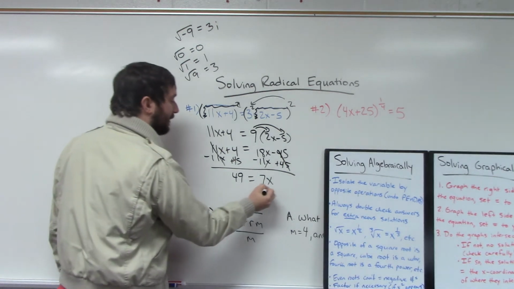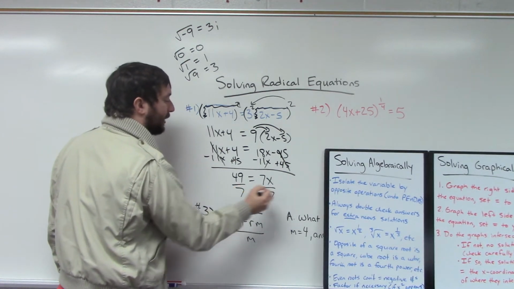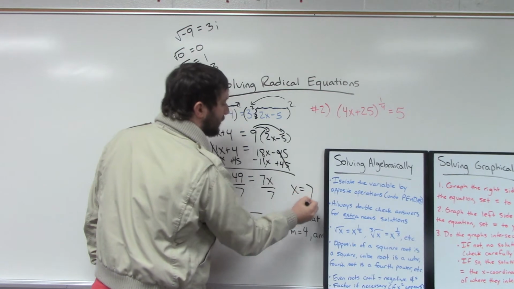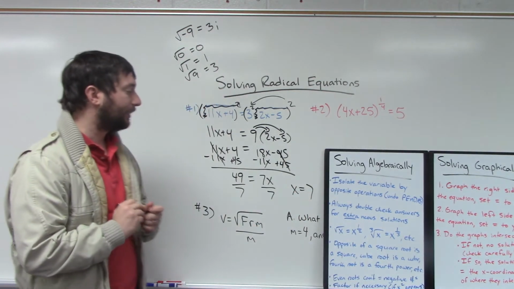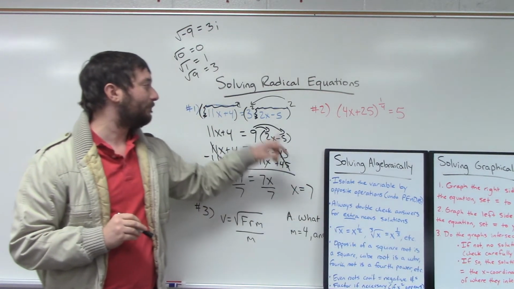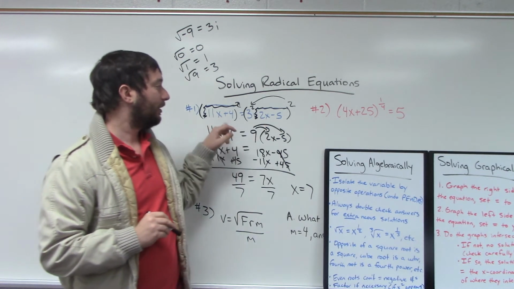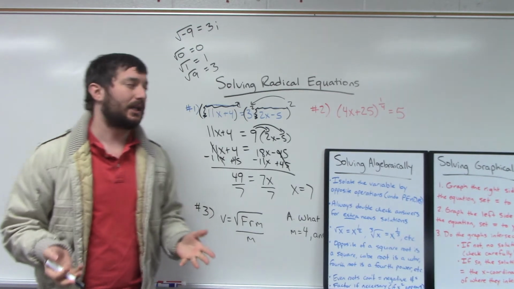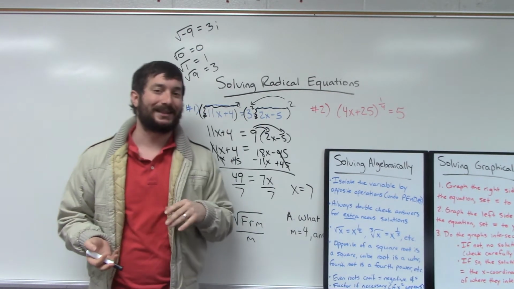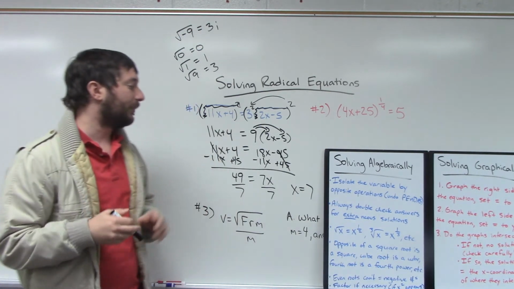Opposite of multiply is divide. Again, continue with those opposite operations. We get x equals 7. Now, I'm going to let you do this on your own, but if you do plug 7 back into x on both sides of the equation, both sides will balance. I believe in this case, both sides will equal 9. So you can confirm that on your own.